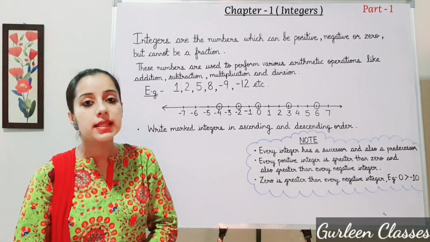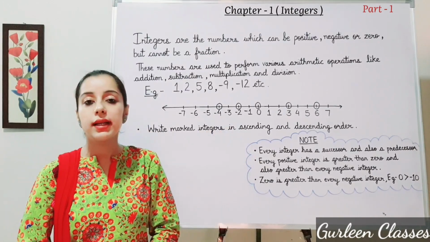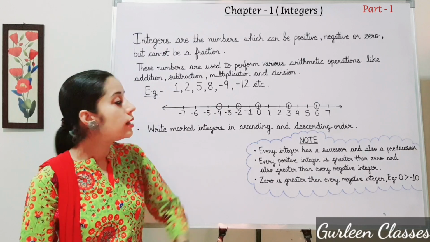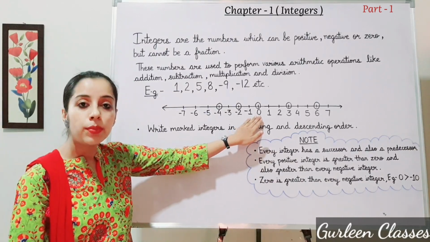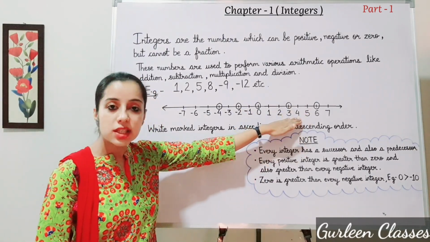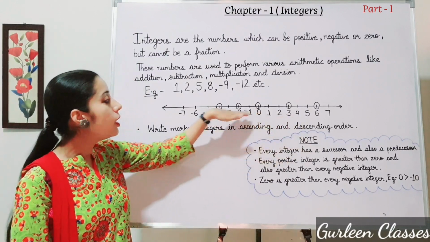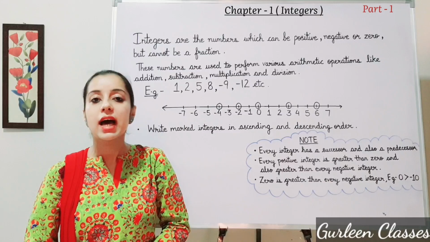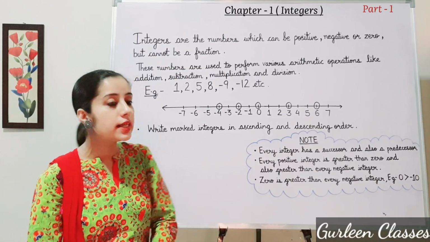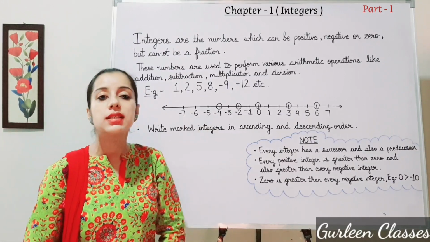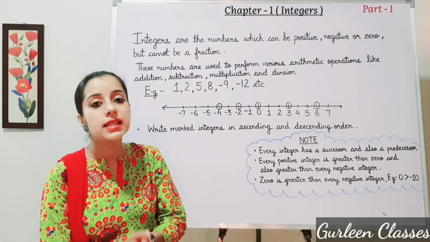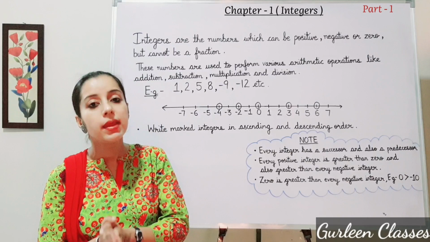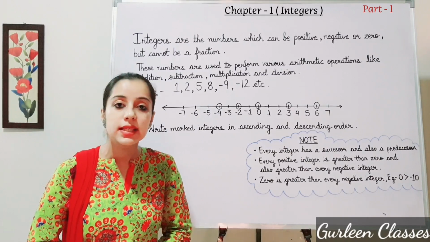So here you can see I have drawn the number line. So you all know how to present a number line. So here center there is 0. Towards right there are positive integers and to the left of 0 there are negative integers. So few integers I have marked. So now question is write marked integers in ascending and descending order. You have to write in ascending means छोटे से बड़ा and descending means बड़े से छोटा.